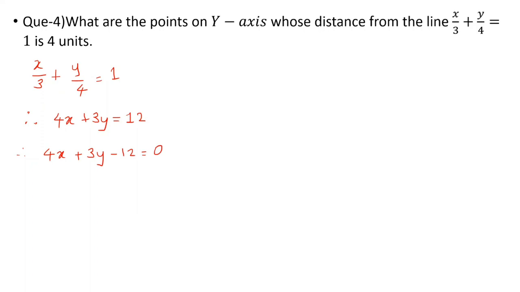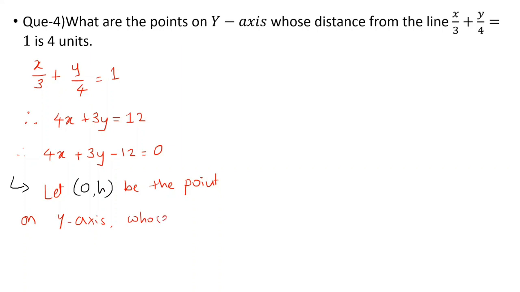Now I need to find the point which is on the y-axis. So a point on the y-axis will be 0 comma h. So let me write that. Let 0 comma h be the point on the y-axis whose distance is 4 unit from the above line.